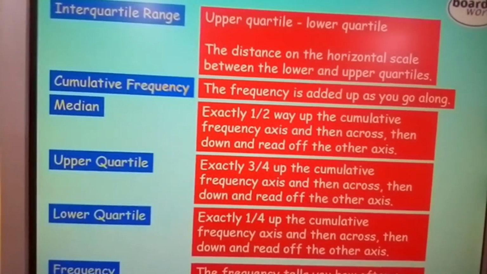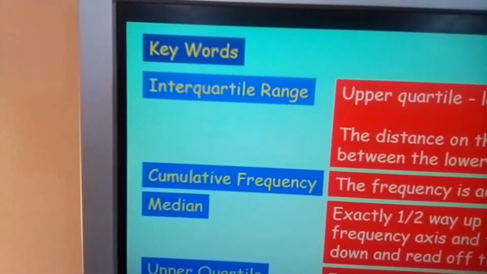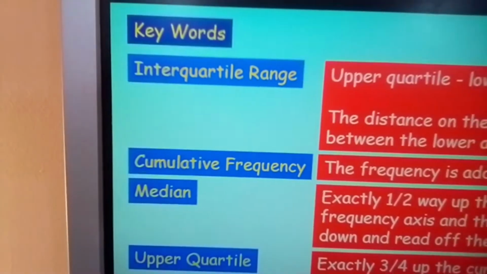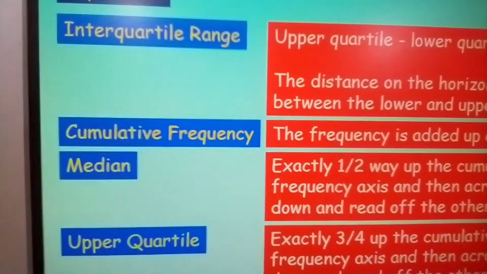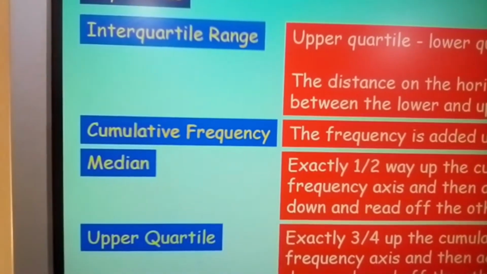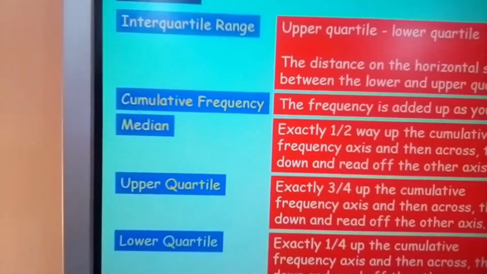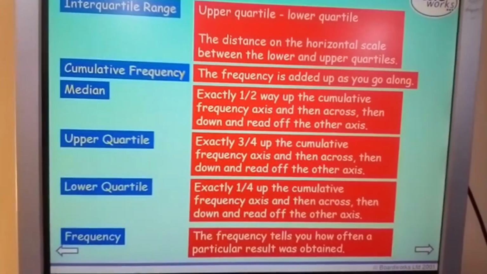Now words, keywords: interquartile range, cumulative frequency, median, upper quartile, lower quartile, frequency, okay? Let me just pan out so we can get this in fully.